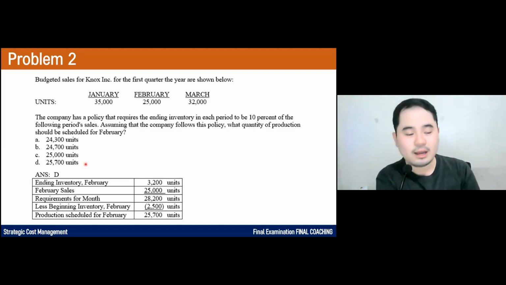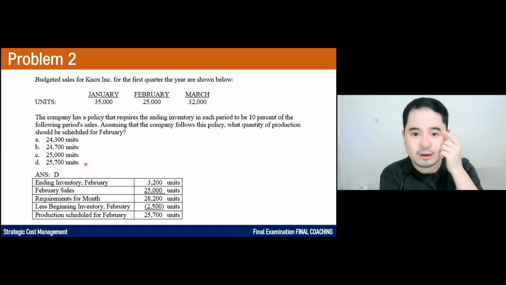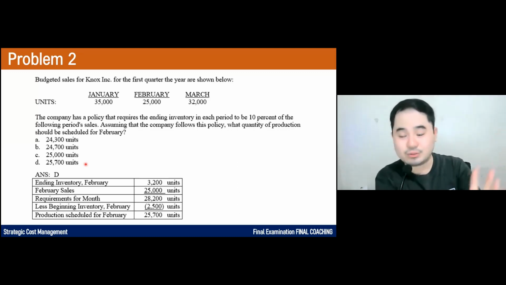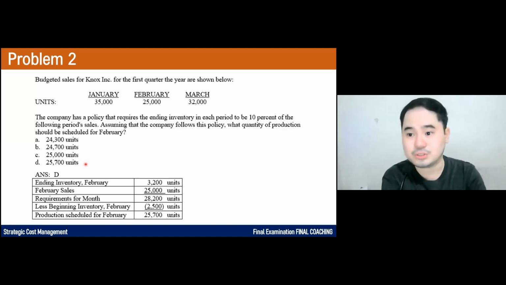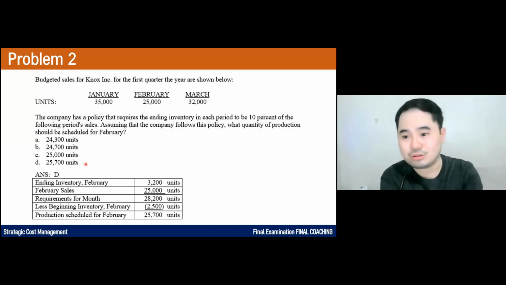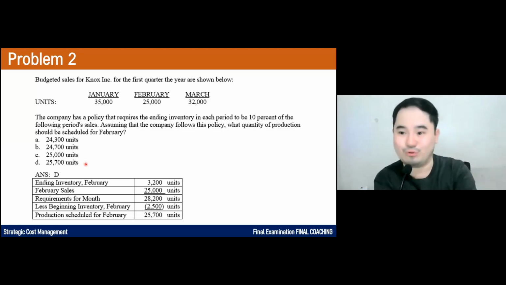O di po kaya overhead is applied pwedeng on the basis of direct labor hours. Tapos may rate lang din ng variable tsaka fixed overhead. Okay? So yun na yun. So yun yung mga possible questions na itatanong sa inyo. Merong production requirements, no, nakuha nyo na yung production requirements, ta-translate nyo naman siya into materials, labor, or overhead.